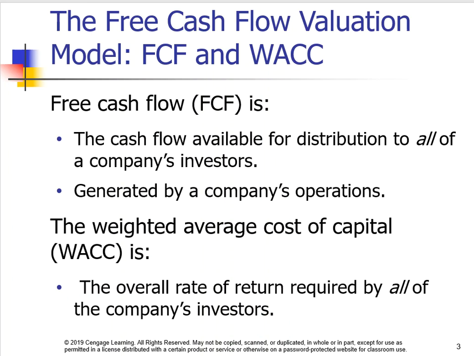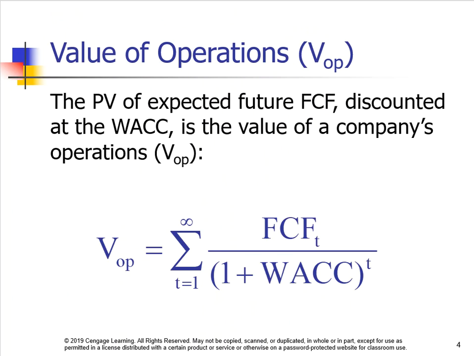So we forecast those free cash flows, and then we discount them at the weighted average cost of capital. And the WACC is simply the company's overall cost of raising money. So how much debt do they have? How much equity? How much does each one cost? That's the weighted average cost of capital.